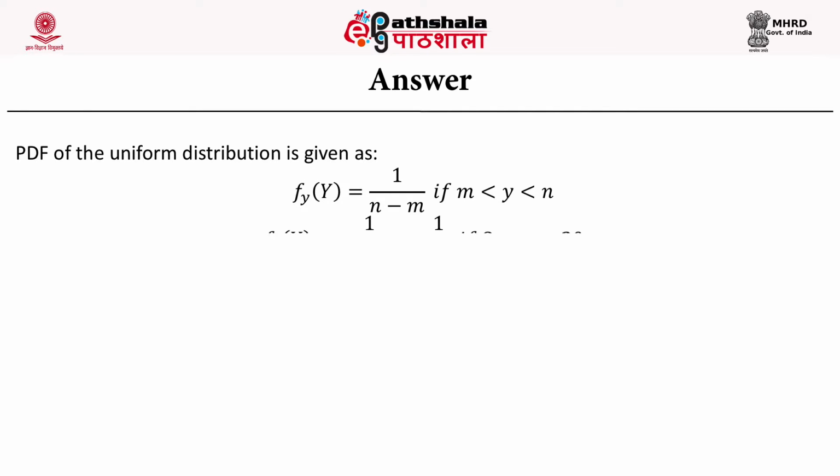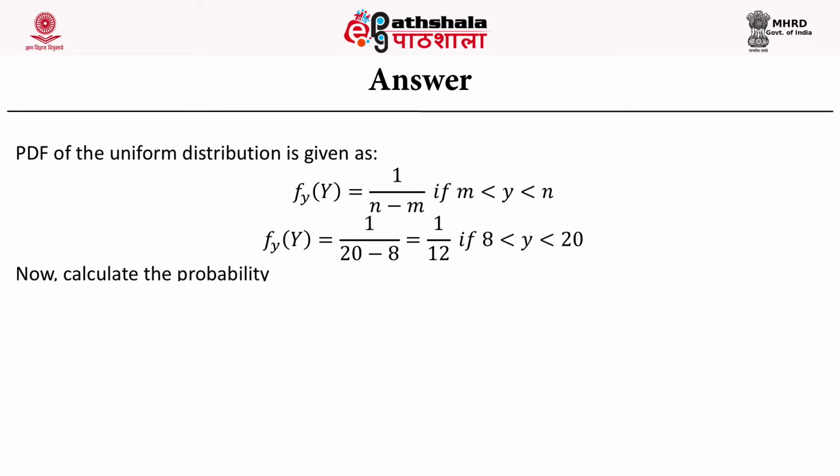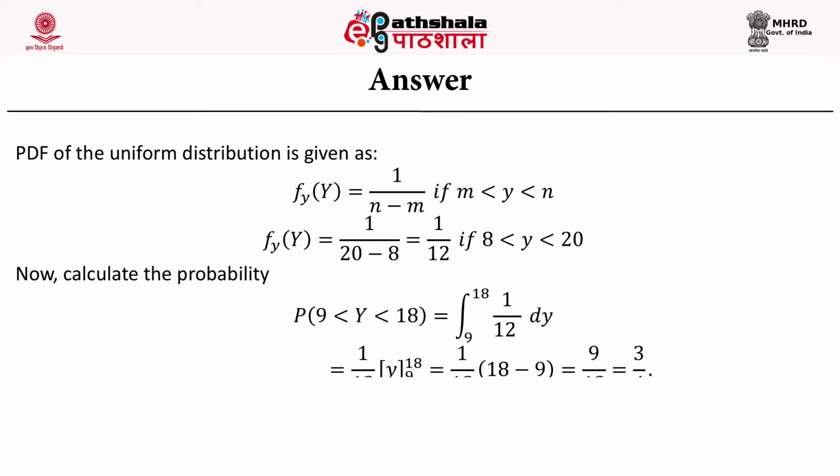After putting the values of n and m, we get 1 upon 20 minus 8, which is equal to 1 by 12. So y lies between 8 and 20. Now calculate the probability. The probability that y lies between 9 and 18 is equal to the integration from 9 to 18 of the PDF, 1/12 dy. After solving the integration, we get the result as 9 upon 12, which is equal to 3/4.